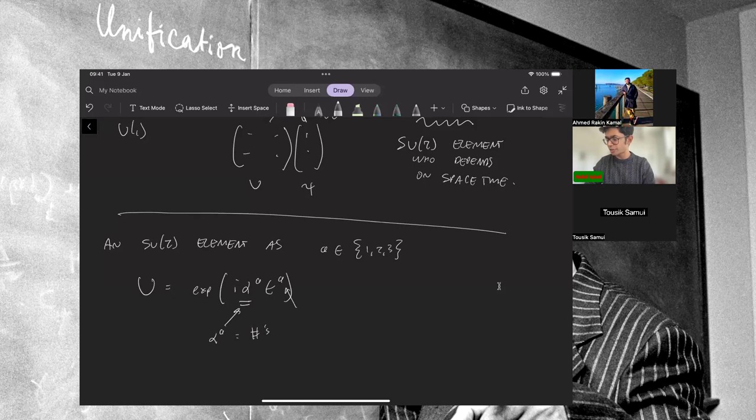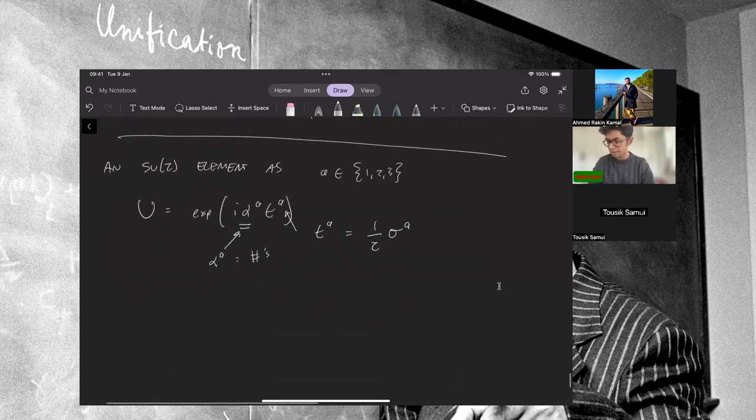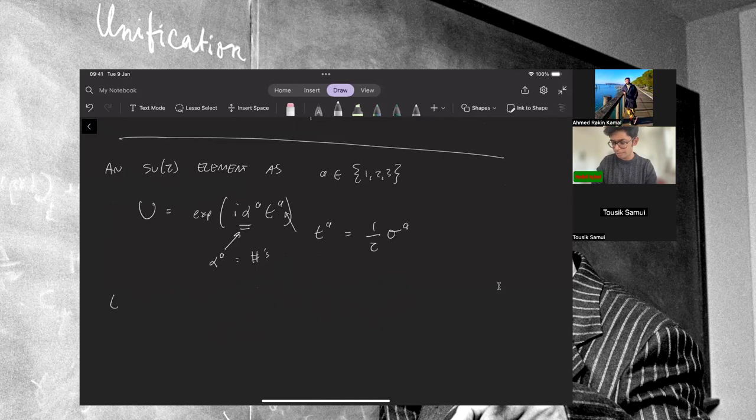And the T's are matrices. The T^a are matrices, which are actually half times the Pauli matrices. So let me just be quite explicit about this. The generators are T1 equals a half times (0, 1, 1, 0), T2 equals a half times (0, minus i, i, 0), and T3 equals a half times (1, 0, 0, minus 1).